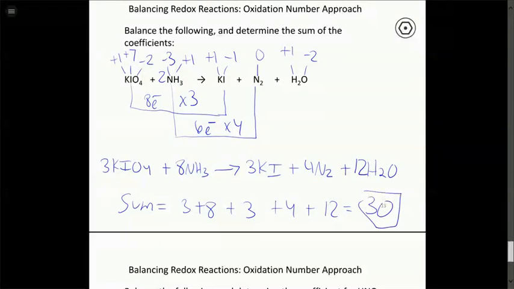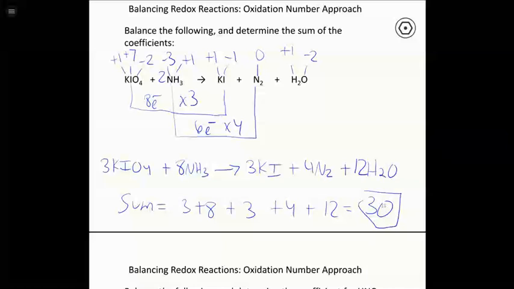Right, and that's going to be 30. So very often, again, in homework questions and test questions, we'll have you balance the reaction and then ask you, what's the sum of the coefficients? That's our way of checking if you did it right. And so if you add all these up, you get 30. All right, so like I said, for redox reactions, you often have large coefficients.